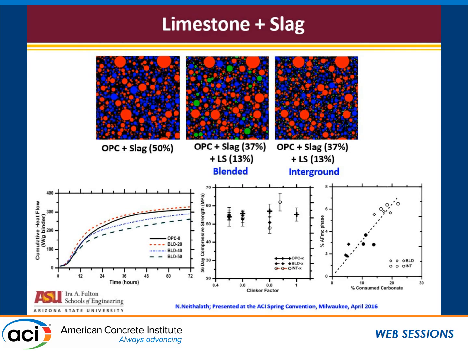Again, a picture just to show what Jason said. If you intergrind, all the green are the limestone particles, the blue are the slag. If you intergrind cement with limestone, your limestone particles will look like that. If you blend, your limestone particles will look like that. Again, you can have size adjustment as much as you want.